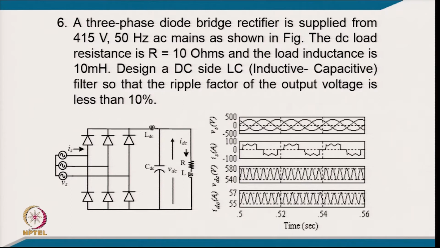So, coming to the now the numerical example 6, the 3 phase bridge diode rectifier is supplied from a 415 volt 50 hertz AC mains as shown in figure. The DC load resistance is 10 ohm and the load inductance is 10 millihenry. Design a DC side LC inductive capacitive filter so that the ripple factor of the output voltage is less than 10%, and this is typically the LC filter we are designing for this load. So, this is typically the DC link voltage and DC link current and the load current, and typically the input supply current and the supply voltage.